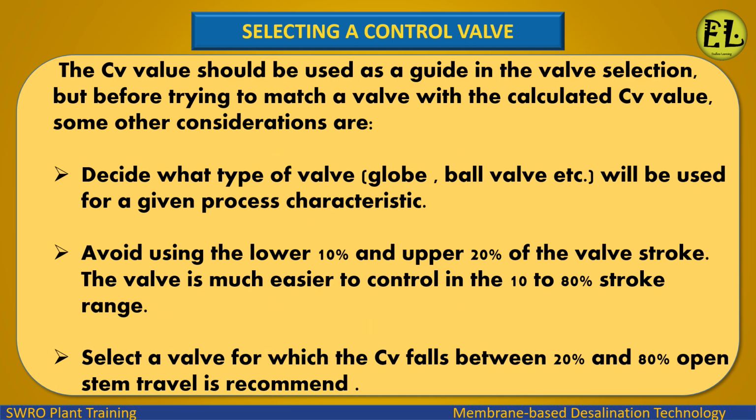The CV value should be used as a guide in the valve selection, but before trying to match a valve with the calculated CV value, some other considerations are: decide what type of valve, globe, ball valve, etc., will be used for a given process characteristic. Avoid using the lower 10% and upper 20% of the valve stroke. The valve is much easier to control in the 10 to 80% stroke range. Selecting a valve for which the CV falls between 20% and 80% open stem travel is recommended.